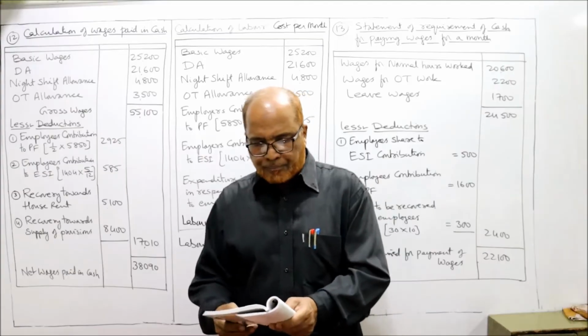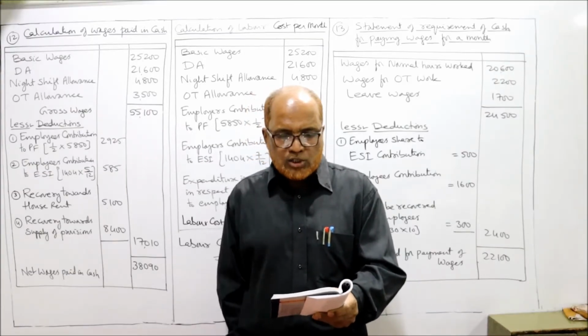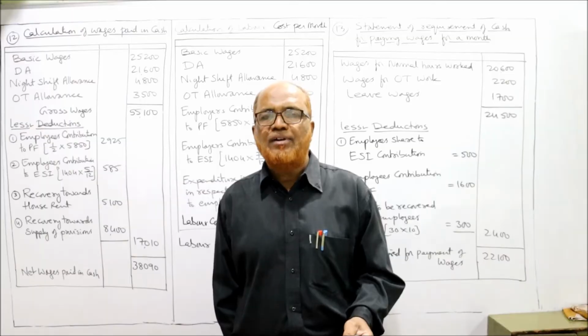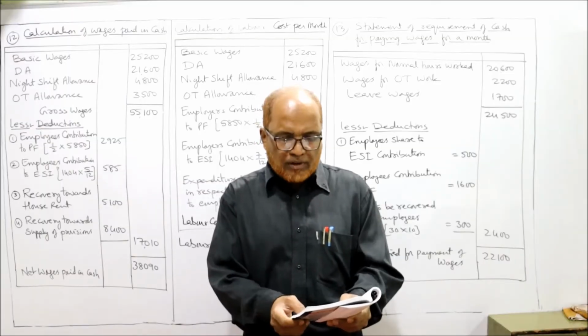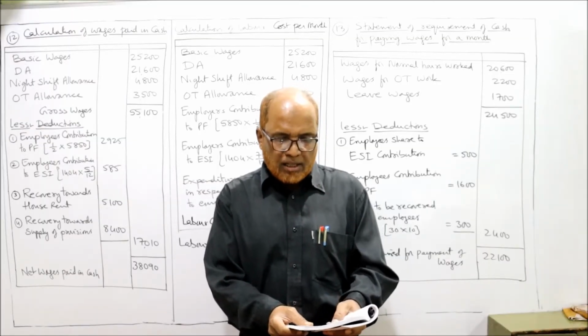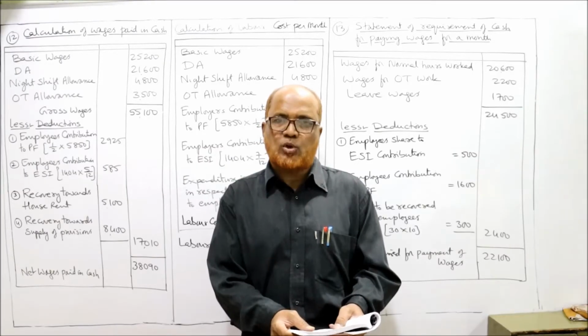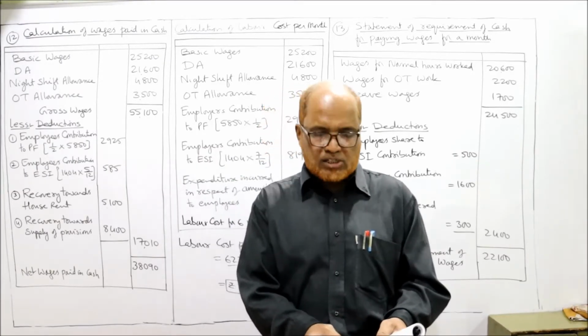See problem number 12. Flame and Company closes its books every half year. Every 6 months the company closes the books. For the half year ended 30th June 2013, the following particulars were obtained from the company's books. So data is collected for half year, 6 months.